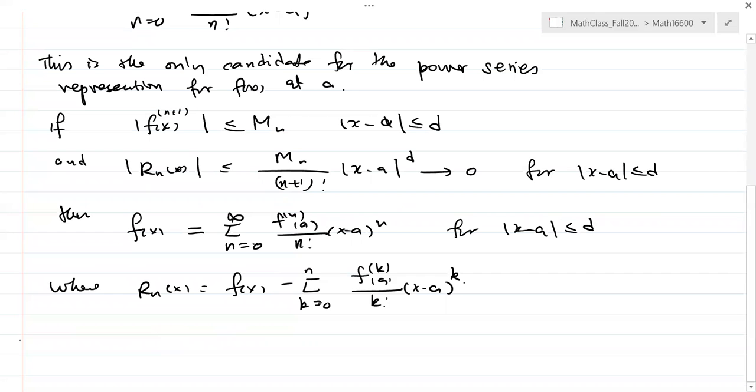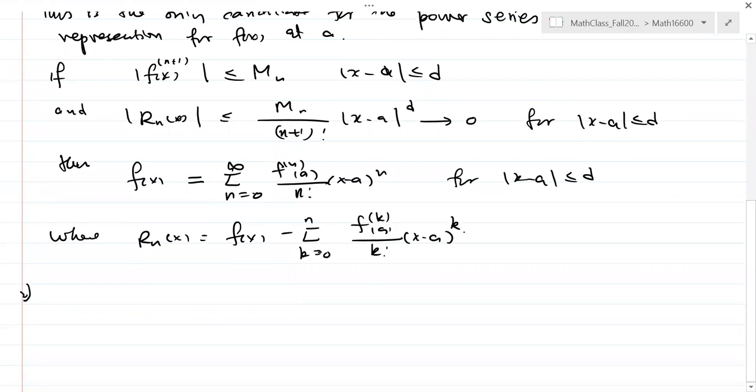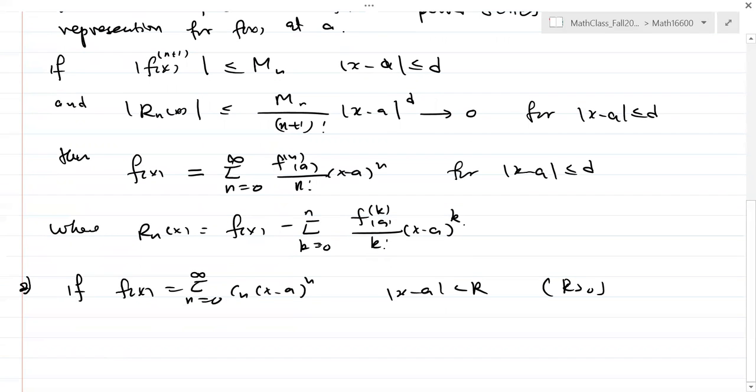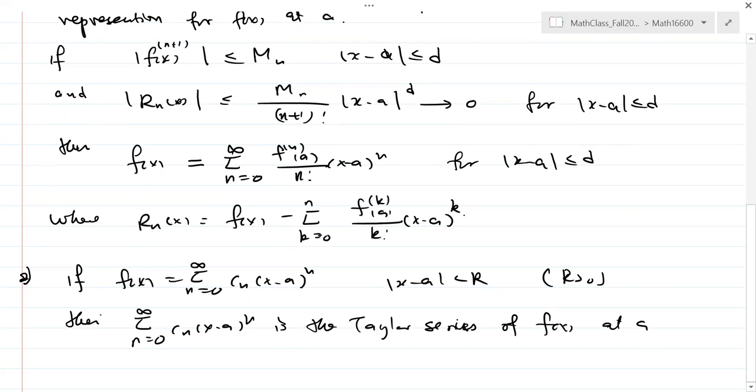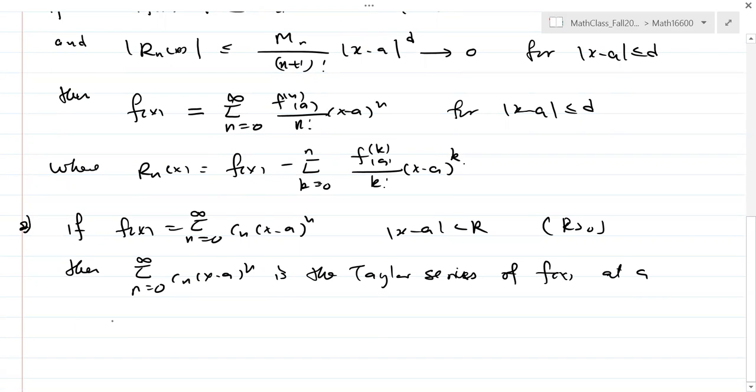Okay, another point I want to make is if you already have a power series representation, then the Taylor series is just itself, okay? And this is what I want to say. If f of x is already given by this formula, okay? And for the absolute value of x minus a less than R, where R is greater than zero, then this is the Taylor series of the function at a. Okay. And in other words, the c_n is nothing but this coefficient given by this.